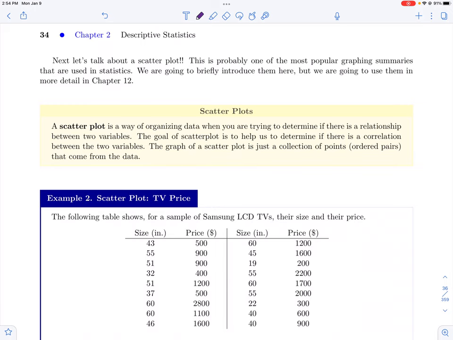And then eventually our goal is we're going to try to see if we can find lines that fit this set of data. So that's what we'll be doing in chapter 12. But for right now, we just want to make sure we understand how, given a set of data, we can graph it and things like that.